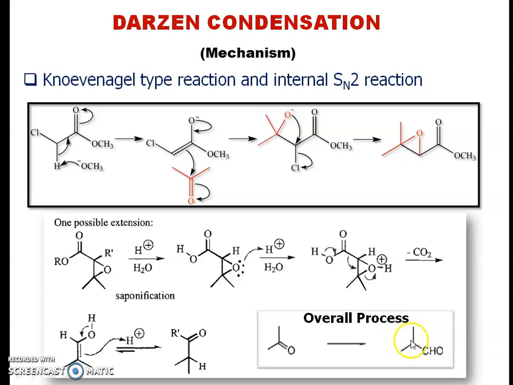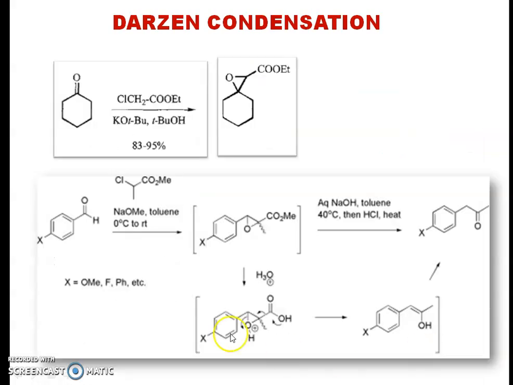This ketone group, in this ketone group you get another CH bond. Another example of Darzens: cyclopentanone in the presence of alpha haloester gives an epoxide. And this is one more example.